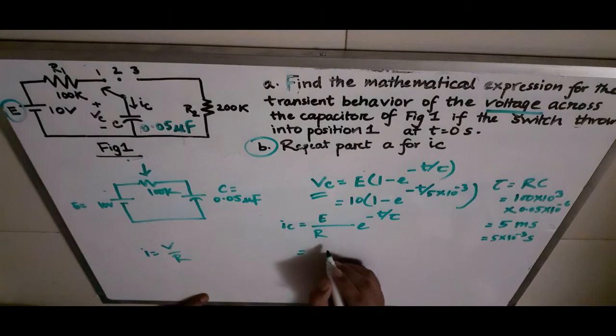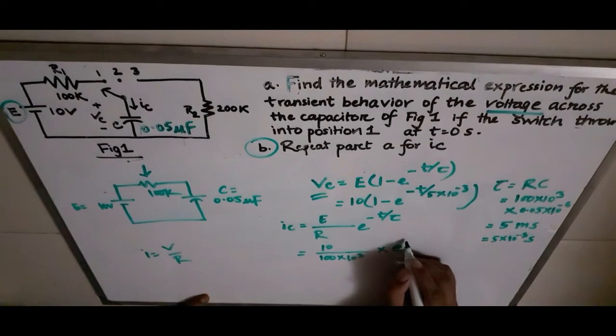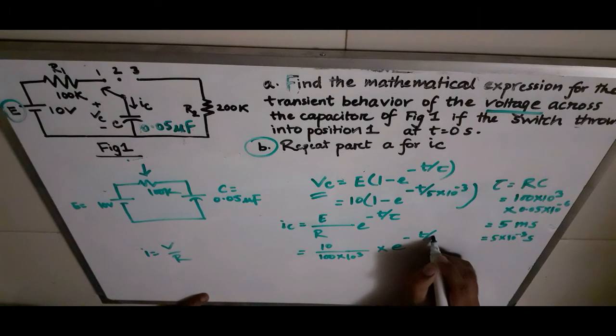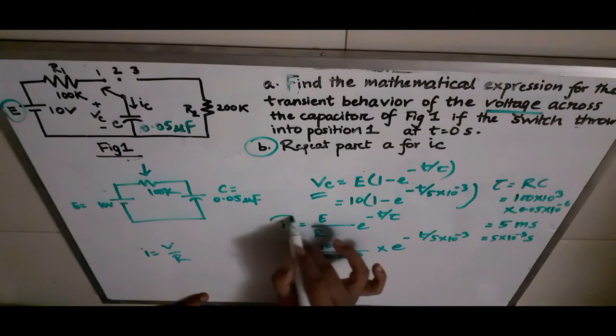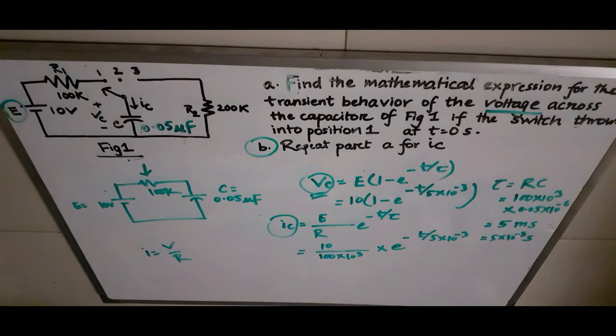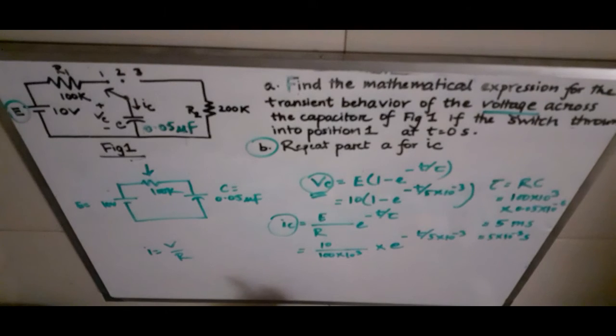So E holds a value of 10 volts, R has a value of 100K, 100 into 10 cube, and this should be multiplied with e to the power minus t over 5 into 10 to the power minus 3. So these are my final answers for the charging phase. So now in a while we will be talking about the discharging phase. We will see the questions and we will try to solve the problem as well.